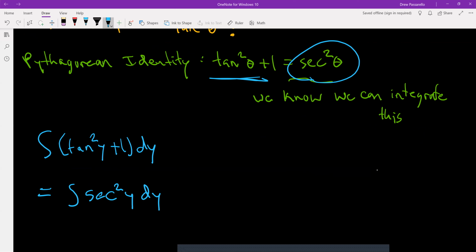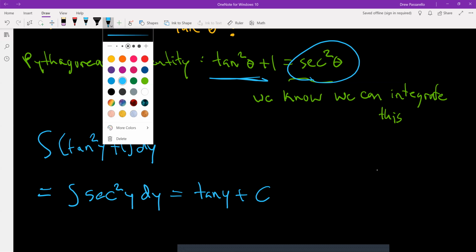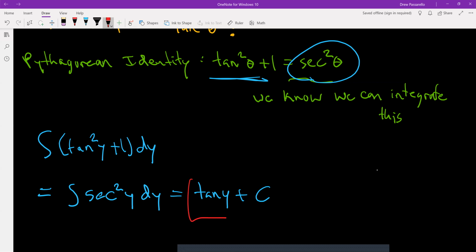And we know from our list of formulas that integrating secant squared gives tangent. Also, like I said earlier, the derivative of tangent is secant squared, so that's another way of thinking about it. So that's going to be our answer.